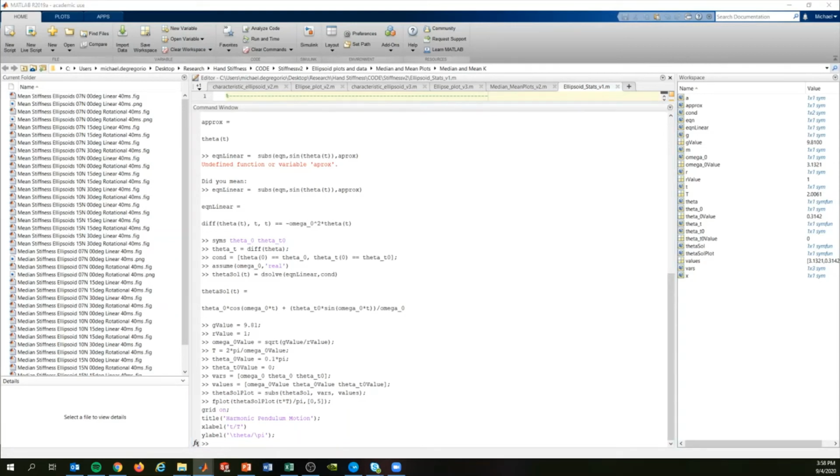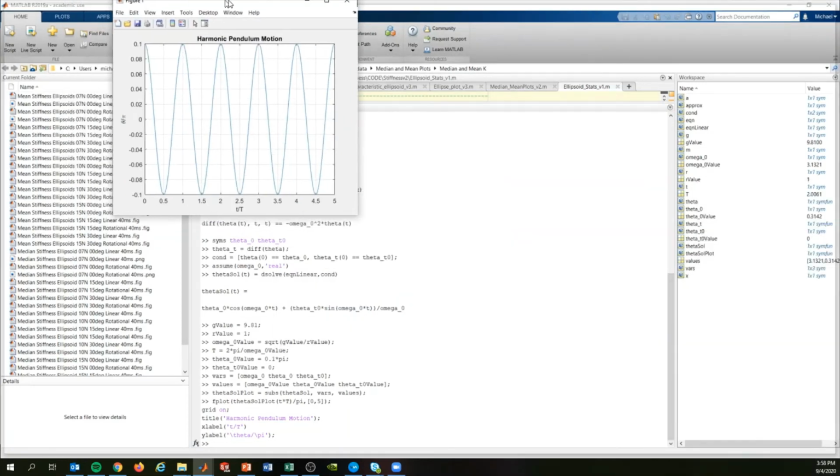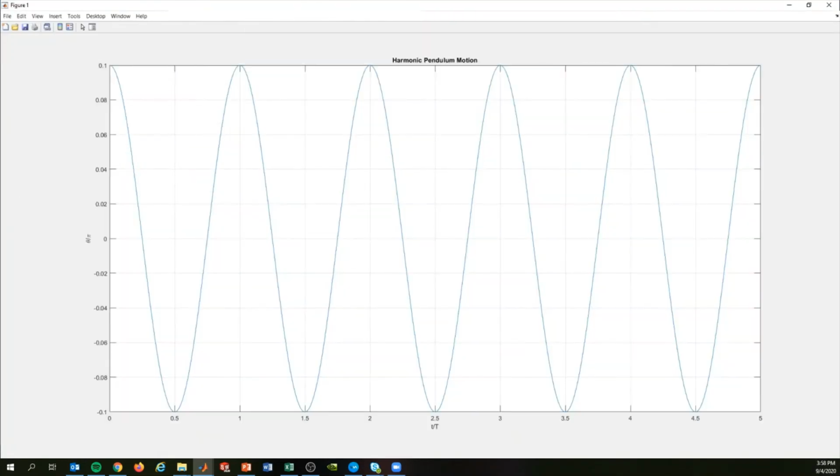So that has brought up my plot, which you can't see until I bring it over here. Hey, look at that. We started at 0.1, right? This is theta divided by pi. It comes up and comes down. It's a harmonic. It's what you would expect, right?